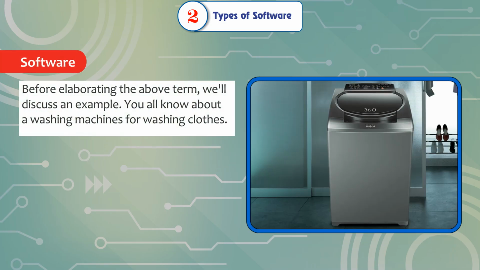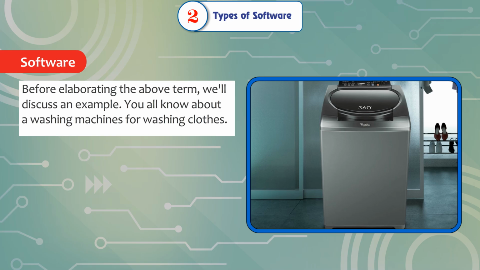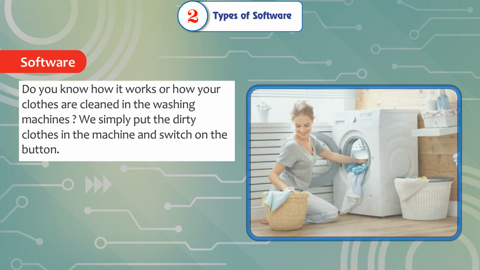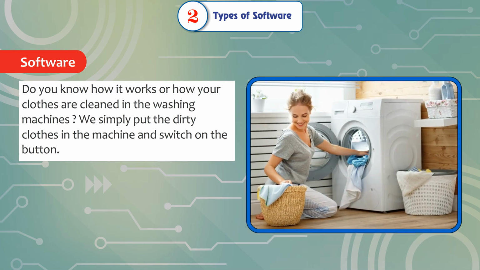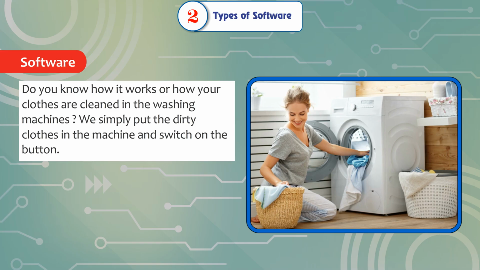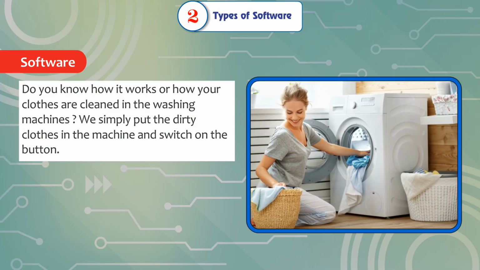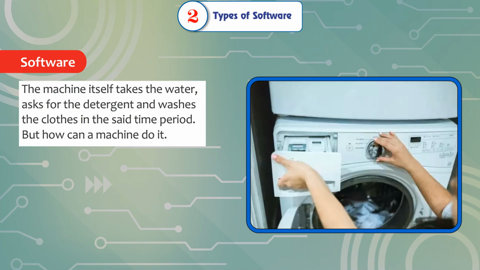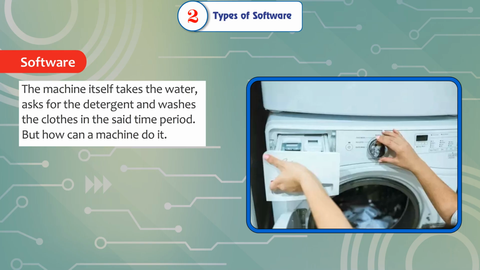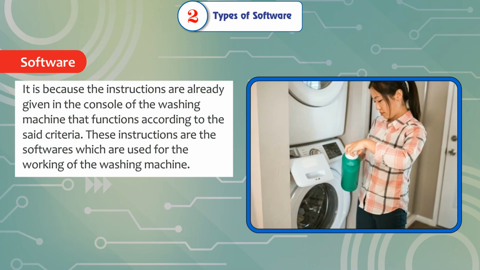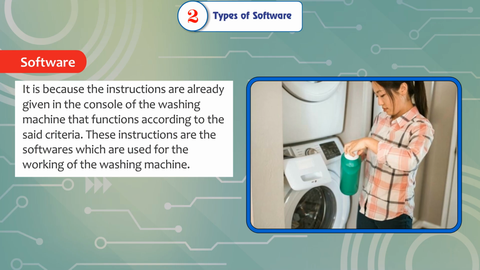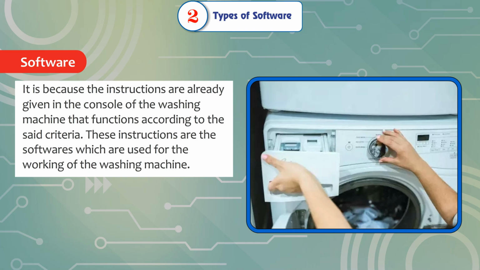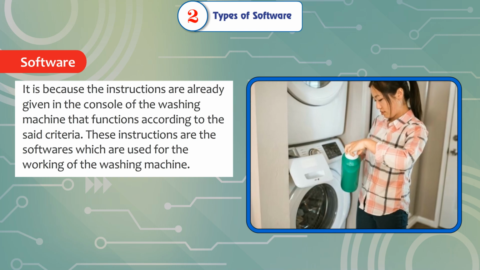Software. Before elaborating the above term, we'll discuss an example. You all know about a washing machine for washing clothes. Do you know how it works or how your clothes are cleaned in the washing machine? We simply put the dirty clothes in the machine and switch on the button. The machine itself takes the water, asks for the detergent and washes the clothes in the said time period. But how can a machine do it? It is because the instructions are already given in the console of the washing machine that functions according to the said criteria. These instructions are the software which are used for the working of the washing machine.